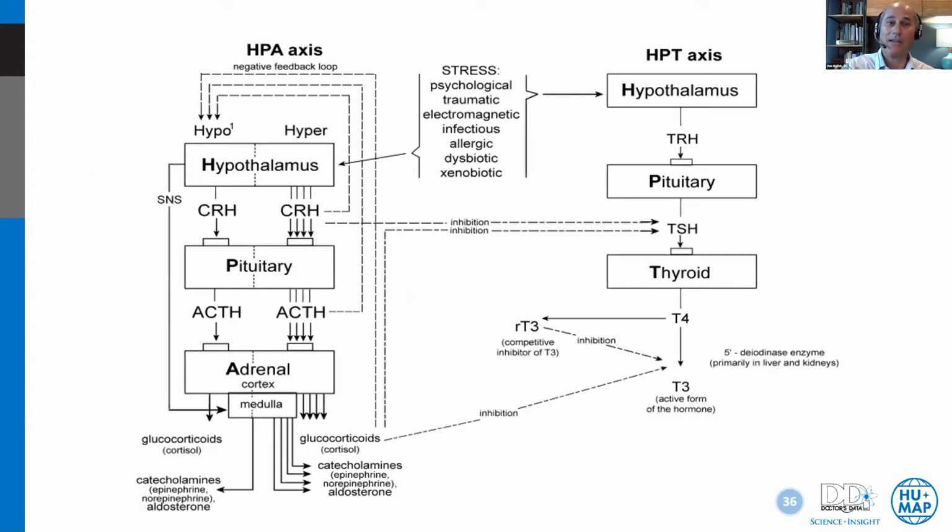And here's how the HPA axis, the adrenal side, communicates with the HPT axis. There's direct connections to these inhibition pathways where when the glucocorticosteroids are out of range, there's a direct impact on thyroid function. Okay, so there's always going to be some interaction between those.